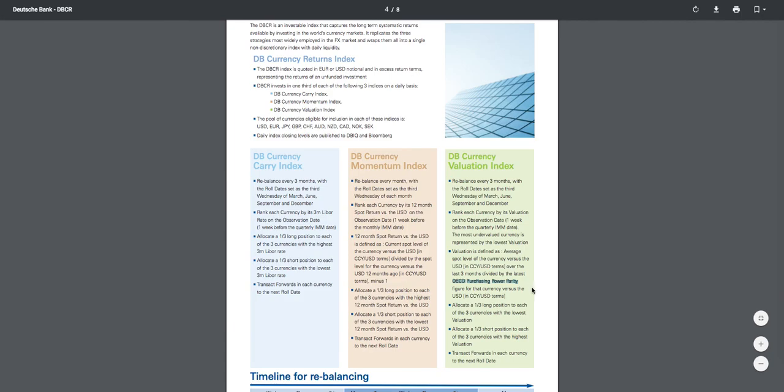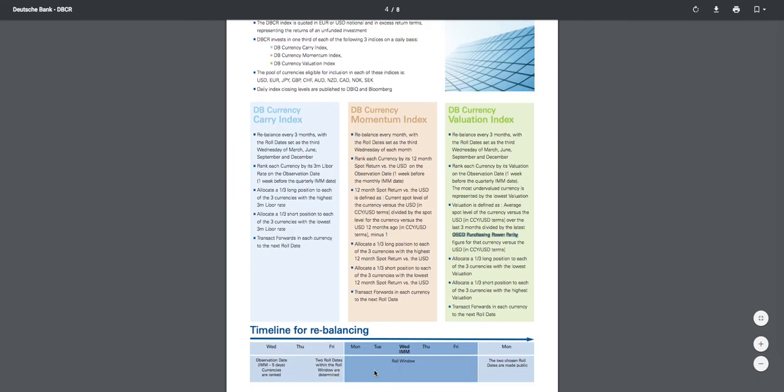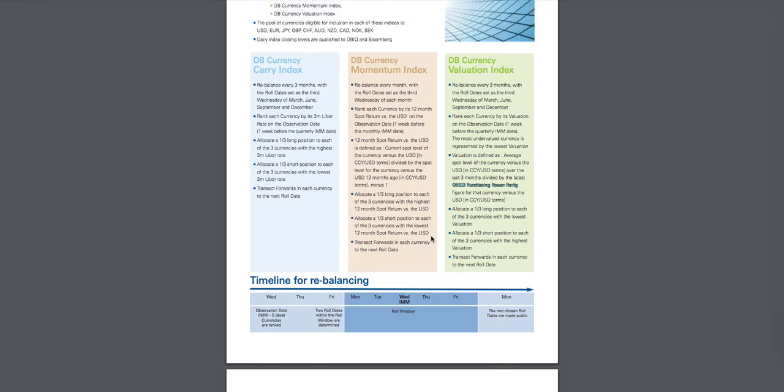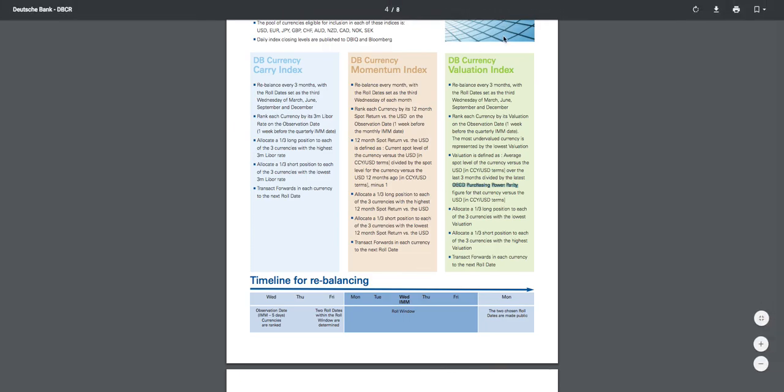Okay. So anyways, you want to take the 3 most overvalued and most undervalued currencies, match them together, and you'll be betting that those currencies will go back to their fair value. And you want to do this every 3 months based on this index. So if you're wanting to replicate this index, you'd want to do that every 3 months because that's the rebalancing.